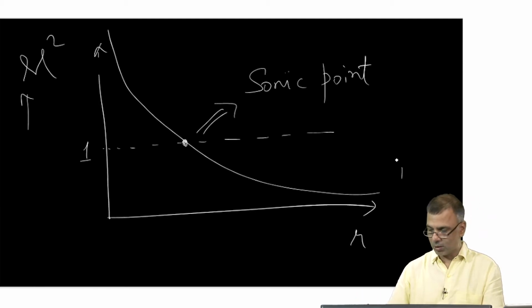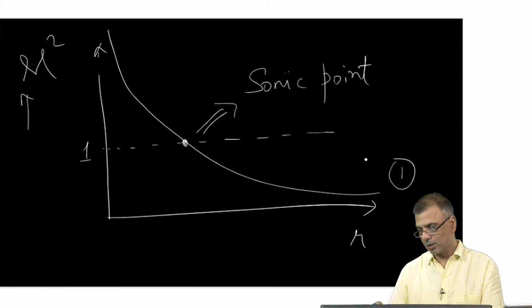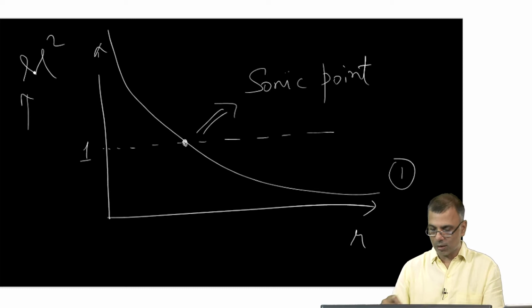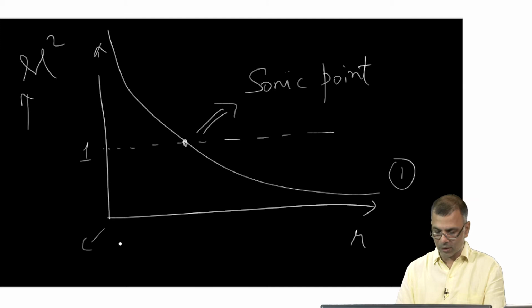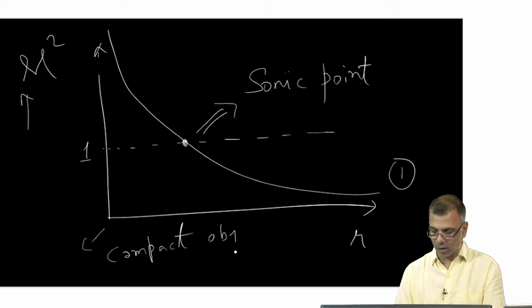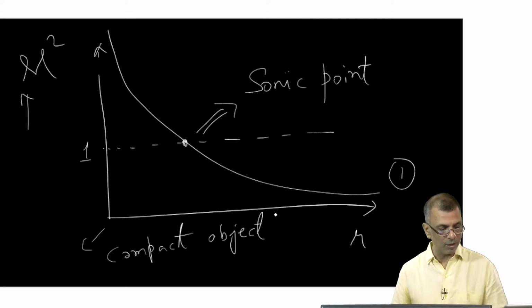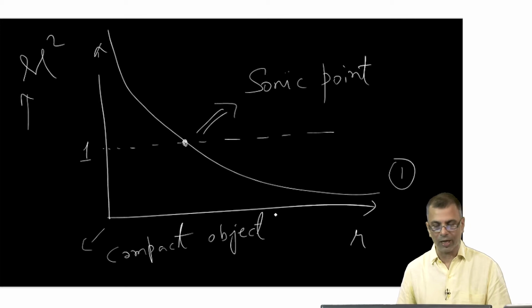This would be solutions of the kind 1, solutions that start out subsonic very far away. So the Mach number is significantly less than 1 very far away. It accretes, it passes through the sonic point, and it becomes supersonic as it approaches the compact object. The compact object is sitting somewhere here, enabling accretion, which is causing this accretion to happen.